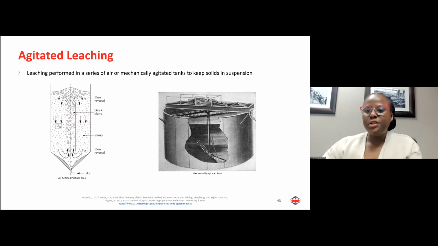Okay, agitated leaching. This takes place in tanks where the solids in a slurry are kept in suspension by air or mechanical agitation. So the image on the left shows an example of a Pachuca tank that is air agitated. Then the image on the right shows a mechanically agitated tank that uses rakes at the bottom of a flat-bottomed tank, and that is to keep your solids in suspension.